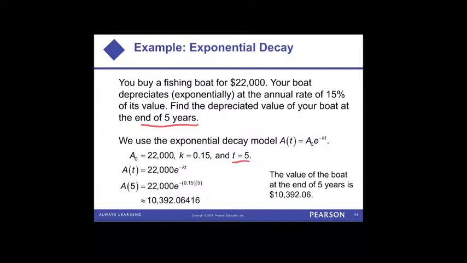It's depreciating. So if we plug in the different components, if we want the value of the boat after 5 years, starting at being valued at 22,000, it's exponential decay. The decay rate is 15% for 5 years. You put it in the calculator, it outputs this. So the value of the boat at the end of 5 years is going to be $10,392.06 approximately.